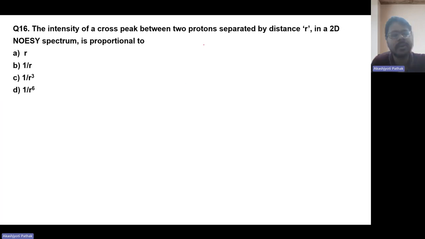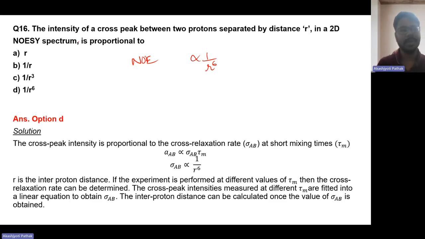And the intensity of a cross peak between two protons separated by a distance r in a 2D NOESY spectrum is proportional to what? That is for seeing the NOE. We also looked into the fact that for the transfer of polarization, the intensity varies inversely as the sixth power of the distance between the two spins. So the answer is 1 by r to the power 6.